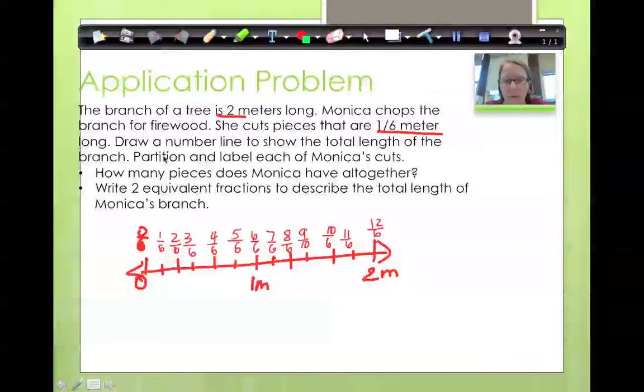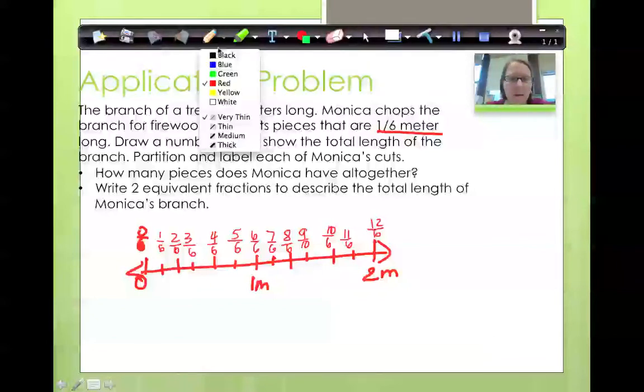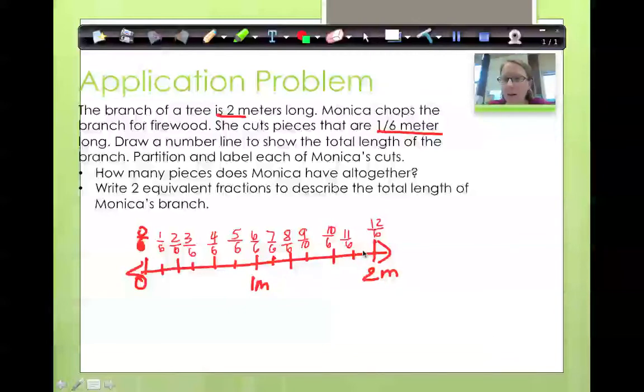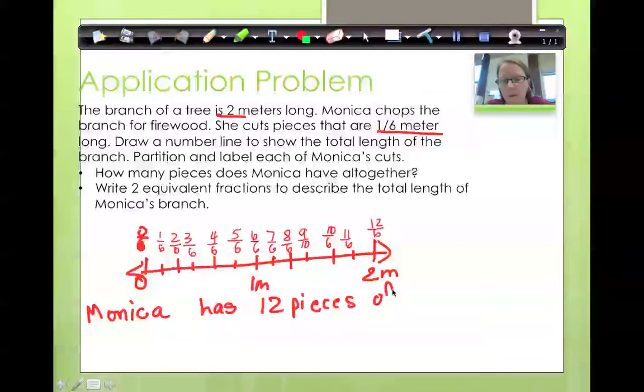Now, did we do this? We labeled each of her cuts? We sure did. How many pieces does Monica have altogether? How many pieces does she have altogether? Well, 1, 2, 3, 4, 5, 6, 7, 8, 9, 10, 11, 12. We could have counted each of our spaces, or we could have just looked up here to see that we have 12/6 or 12 1/6 pieces, right? So, Monica has 12 pieces of firewood.